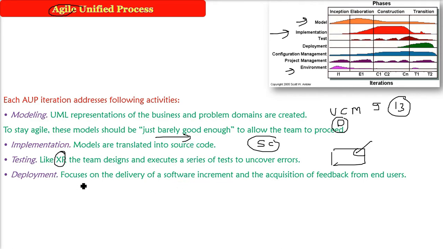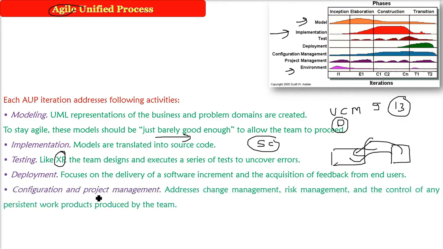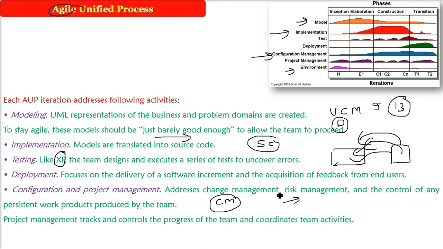Then the deployment. Agile is all about software increments and delivering them to get feedback from the user. And then configuration management, and you can say project management. These two are all about the higher authority looking after the change, because the requirements will change. The risks are there, so how to minimize and mitigate the risk. And the results coming from the team, you have to be persistent about that.